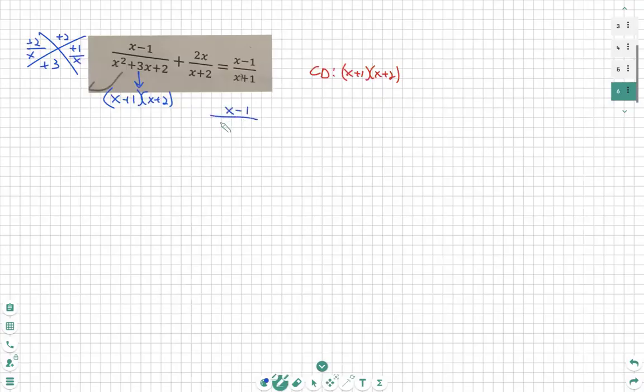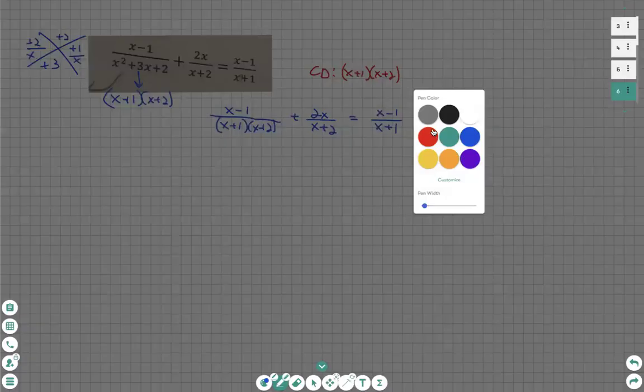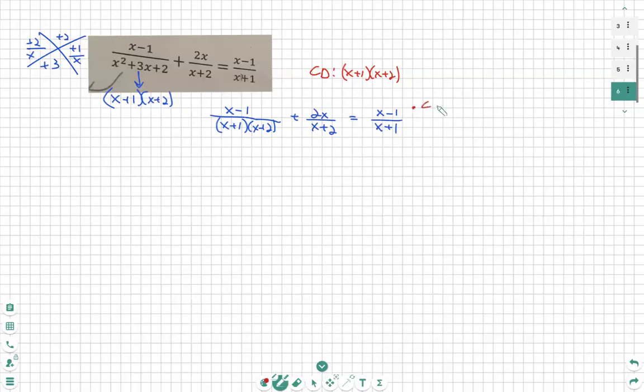Now, we're going to rewrite everything cleaned up. (x - 1)/((x + 1)(x + 2)) + 2x/(x + 2) = (x - 1)/(x + 1). At this point, we're going to multiply everything by the common denominator. When we do this, we are going to be able to cancel with whatever is in the denominator, leave whatever is in the numerator, and we are done with fractions.